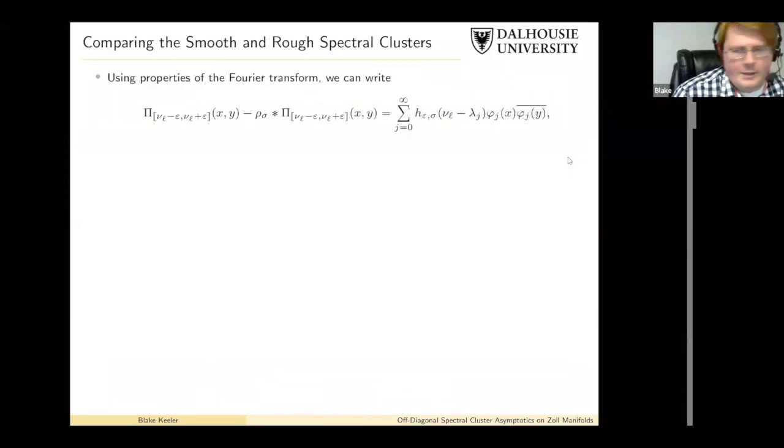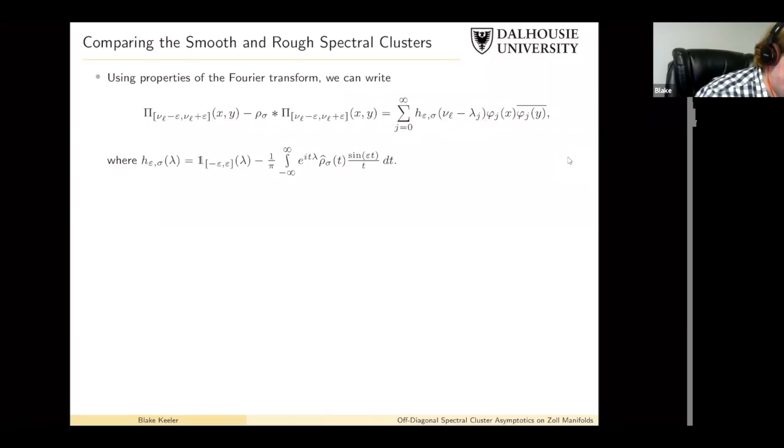So in order to compare these, I will note that I can rewrite this difference as a sum over j, this spectral sum where the coefficients are what I have defined as H_{epsilon,sigma}, evaluated at the difference between nu_L and lambda_j, where this H_{epsilon,sigma} is essentially exactly what it has to be. It's the difference between the sharp cutoff onto the interval minus epsilon to epsilon and its smoothed out Fourier transform.